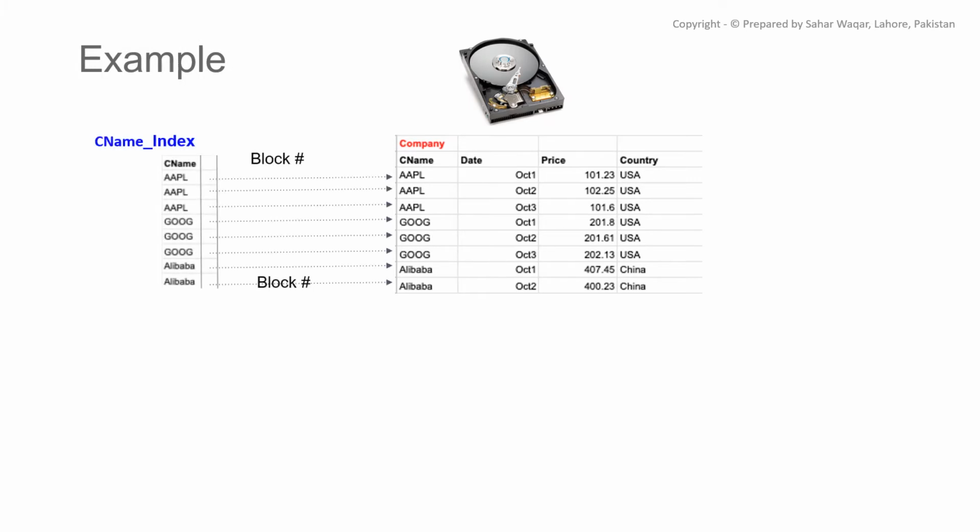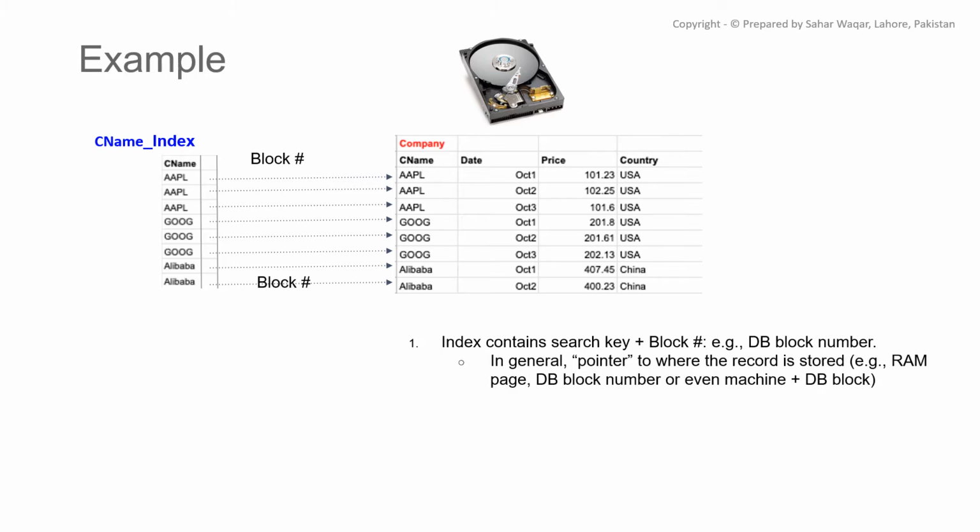So let's say we pick company name as index attribute, as in the first query, the company name attribute was used for searching. What will happen now? Our index key contains our key and the block number, which is also called a DB block number, where tuples against our company name will be found. For example, if our company name is AAPL, then all references to tuples against AAPL will be saved in our index file.